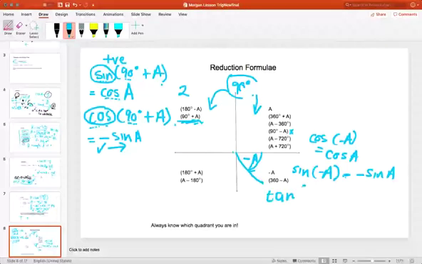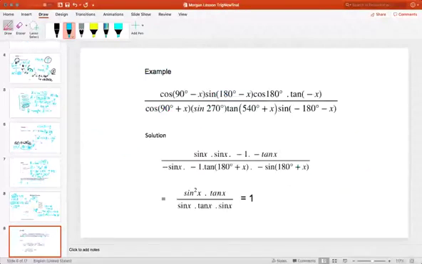And likewise, if we had tan of negative A, we're going to get negative tan A, because tan is always negative in quadrant 4. These are your main reduction formulae that we work with, and you've got to be very specific with them. Which trig ratio are you dealing with? Which quadrant are you in? And then determine, are you positive or negative? And then you can work from there. And at the bottom here, you'll see it says always know which quadrant you are in. Because if you're not sure which quadrant you're in, you do not know which ratio is negative and which one is positive.